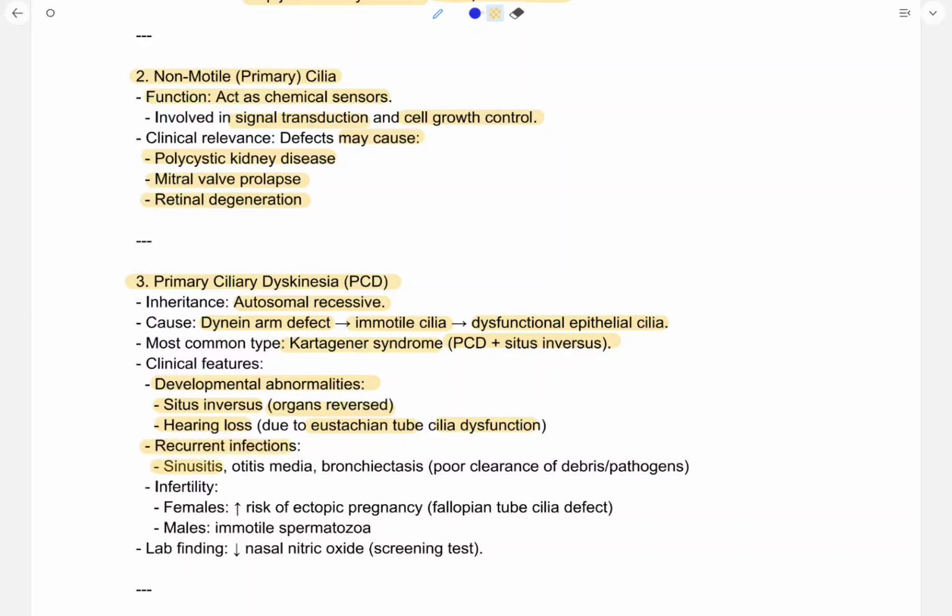Recurrent infections cause sinusitis, otitis media, bronchiectasis, and poor clearance of debris and pathogens. Primary ciliary dyskinesia is also linked to infertility in females, with increased risk of ectopic pregnancy due to fallopian tube cilia defect, and in males, immotile spermatozoa. Lab findings show decreased nasal nitric oxide, which is also a screening test. So we have discussed primary ciliary dyskinesia, which is autosomal recessive.